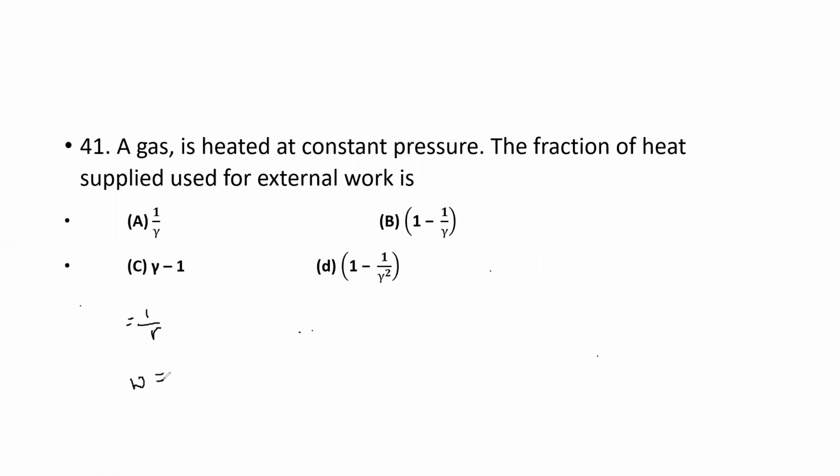what happens when it is heated at constant pressure, the external work is given by 1 minus 1 divided by gamma. That is, option B is the right option here.